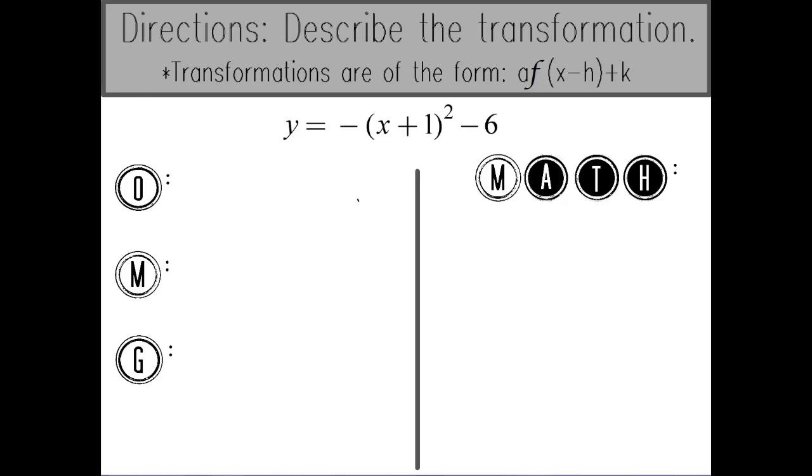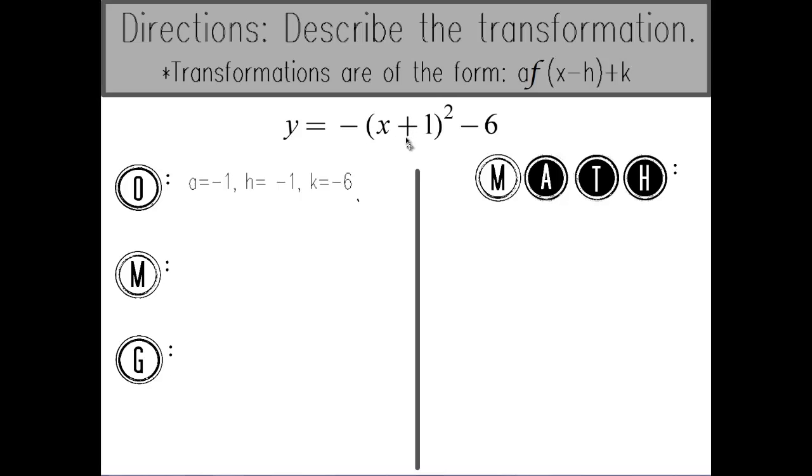For this problem, we observe that we have an a value of -1, an h value of -1, and a k value of -6. We found those numbers because a is the number in the very front. Since there is no number given but there is a negative sign, we know that there is a 1 right here. So our a value is -1.